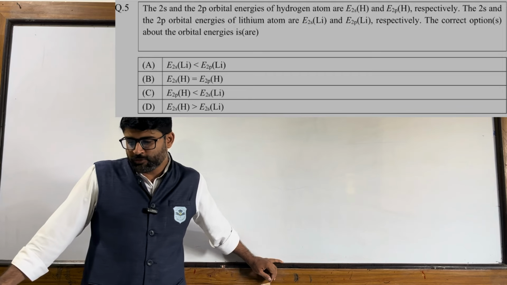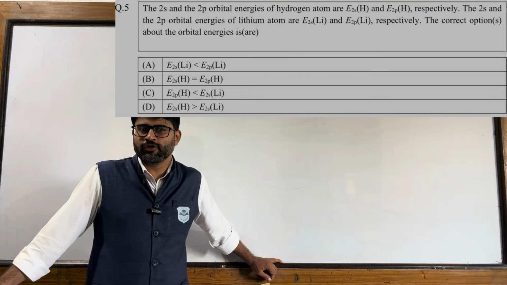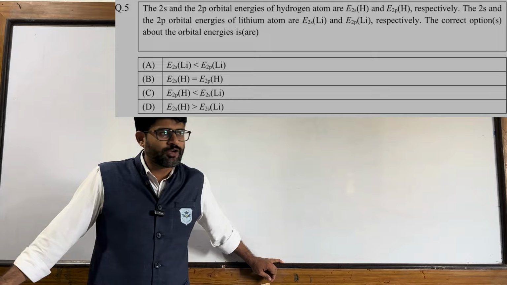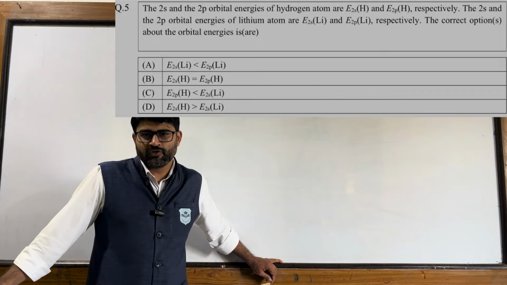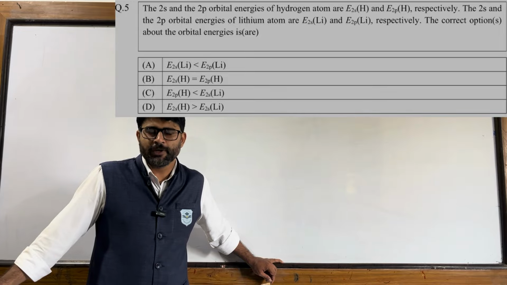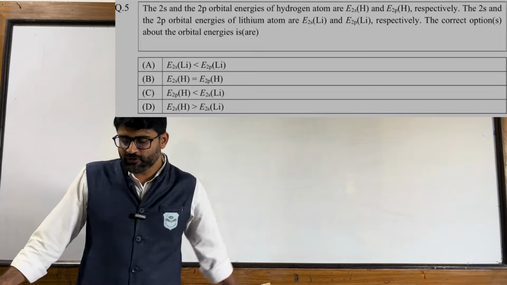This question is from the chapter Atomic Structure. It is a moderate level question based on the energies of orbitals. You have to compare the energies of various orbitals. I will read out the question.